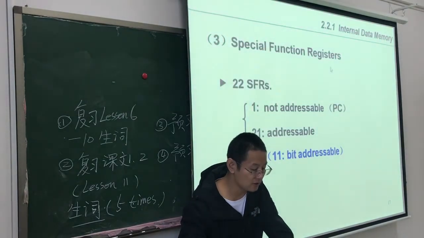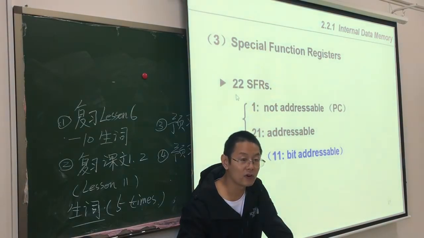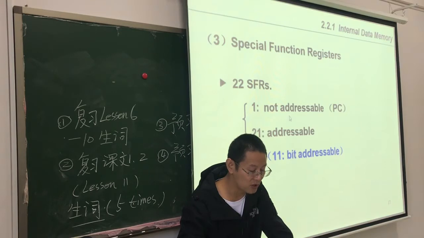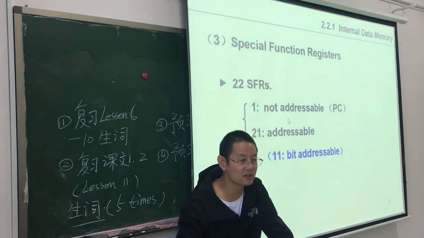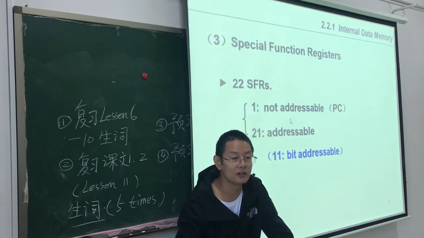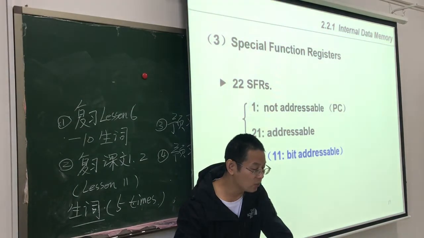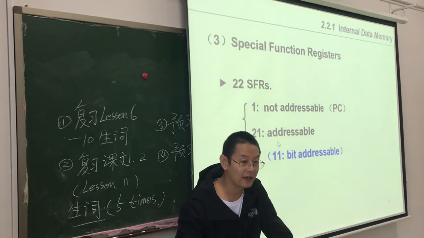Special function registers. There are 22 special function registers. One is not addressable. This is the program counter. PC is not addressable. It means the user cannot change the PC. The other 21 SFRs can be accessed.